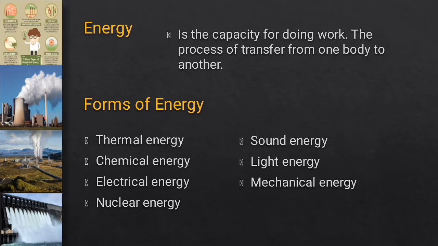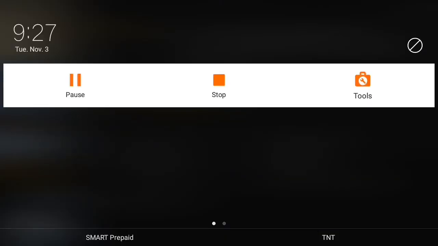Next, we have chemical energy. This may be released during a chemical reaction, often in the form of heat. Such reactions are called exothermic. Then we have electrical energy. It is the form of energy resulting from the flow of electric charges. The force is electrical attraction or repulsion between charged particles.